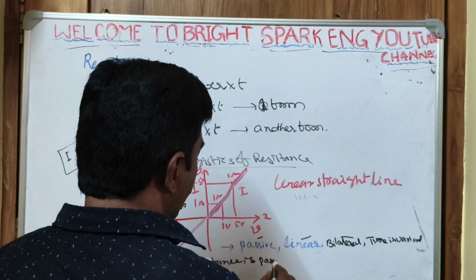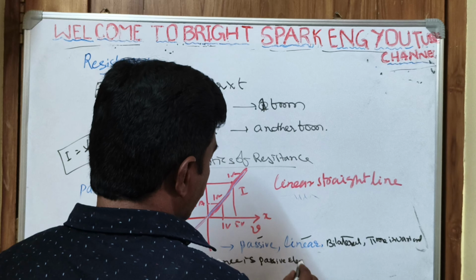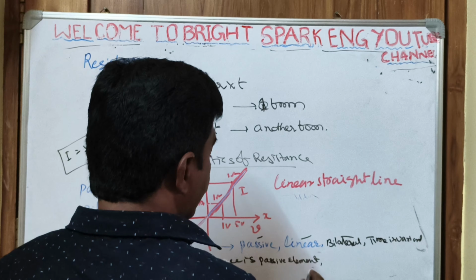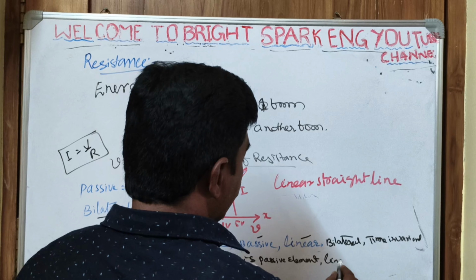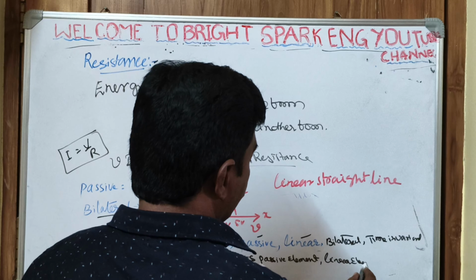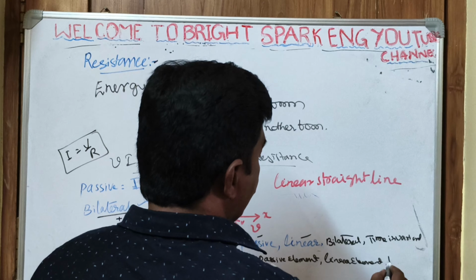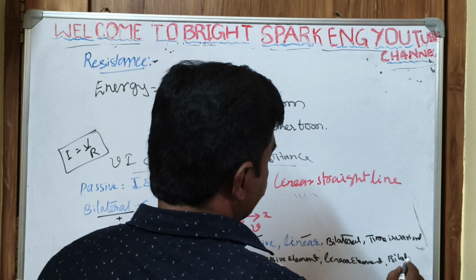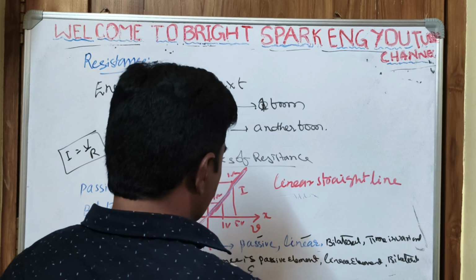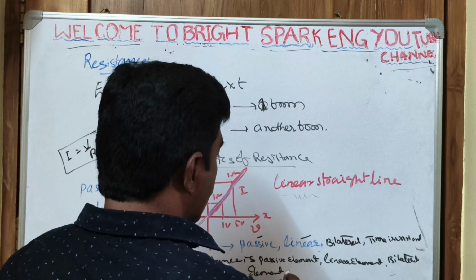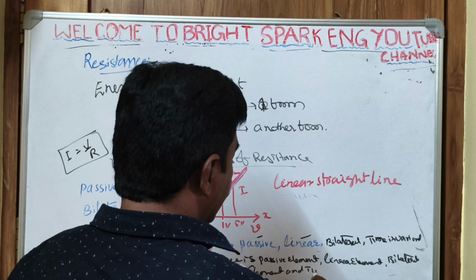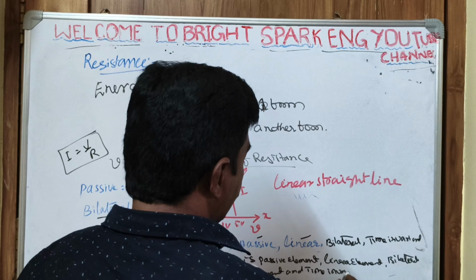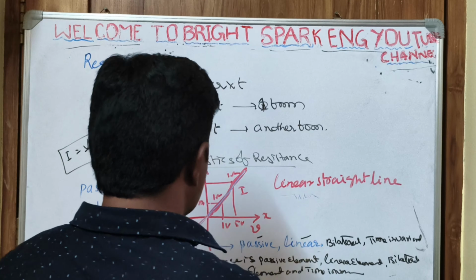Resistance is a passive element, linear element, bilateral element, and time invariant element. All these are properties of resistance.